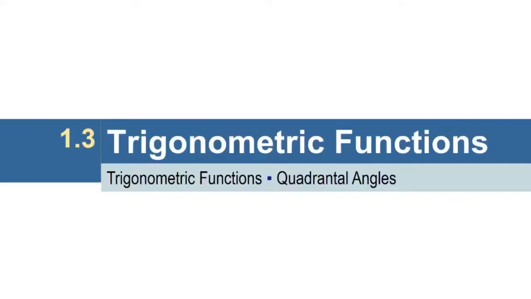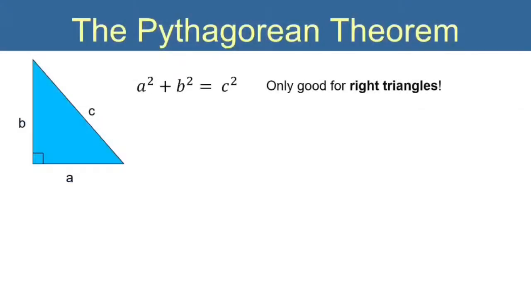Today we are in section 1.3 and we're going to be talking about the trigonometric functions. So I'm going to give you the definitions of the trigonometric functions and then I'm going to show you how to find the function values for the quadrantal angles. So here we go. Let's start with the Pythagorean Theorem.